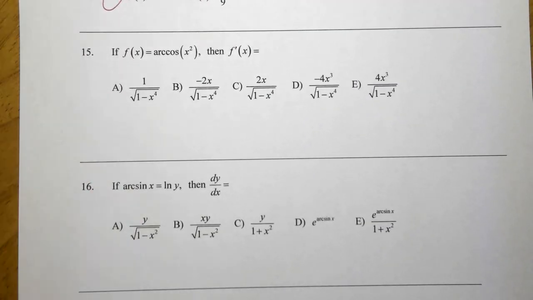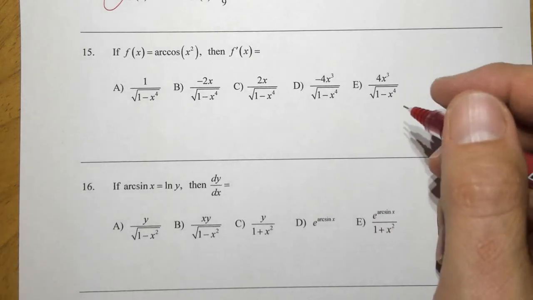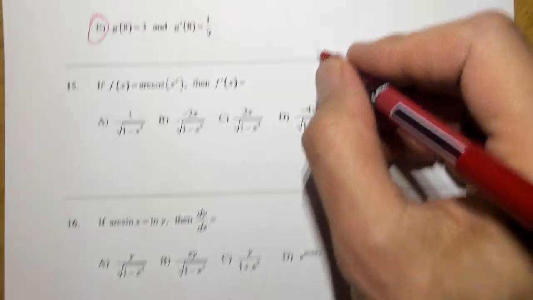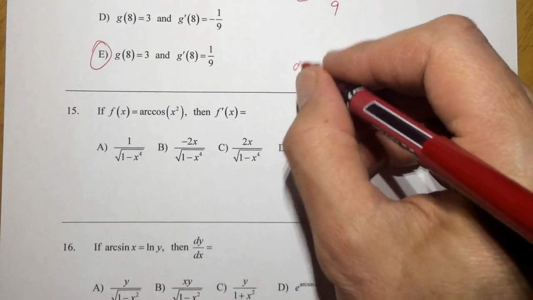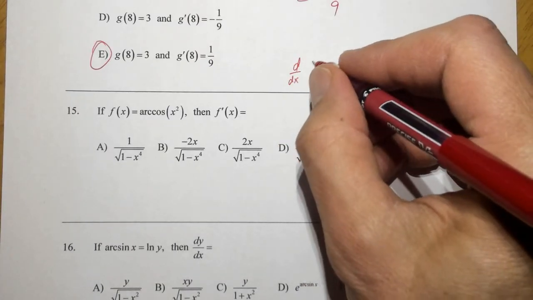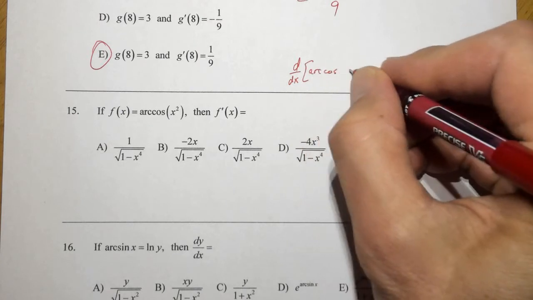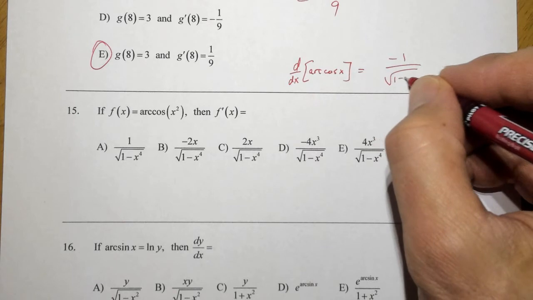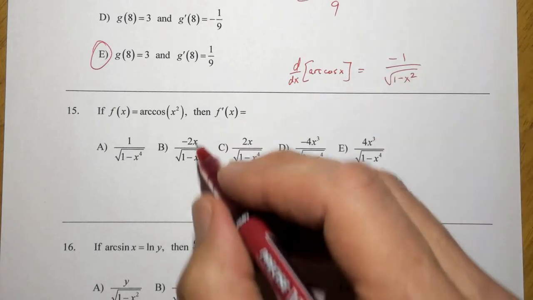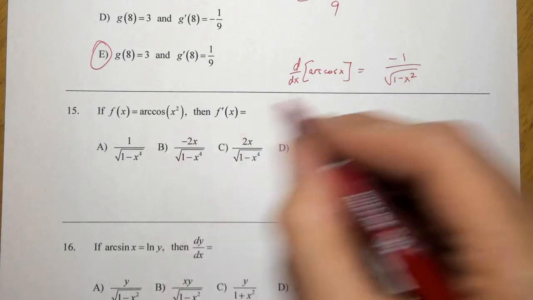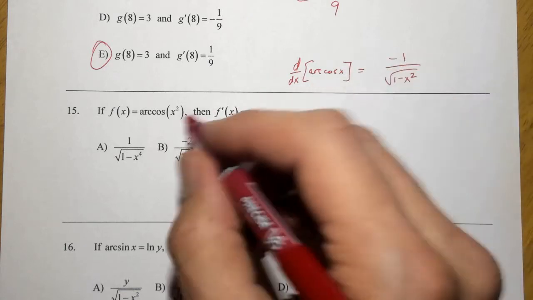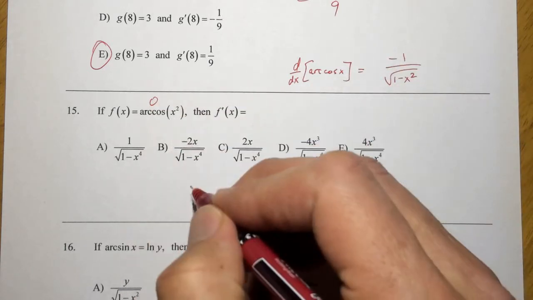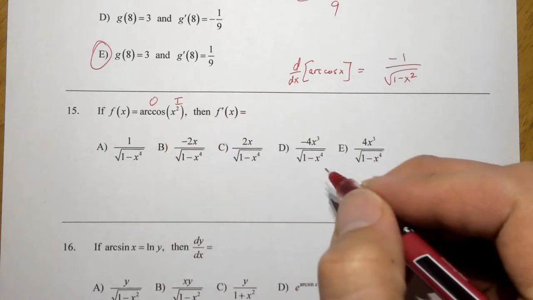Okay, 15, we have arc cosine, so now we're into inverse trig. In general, the derivative of arc cosine of x is negative 1 over root 1 minus x squared. Now we have an inner function here of x squared, so as we perform this chain rule, we derive the outer, which is arc cosine, and again, x squared is our inner.